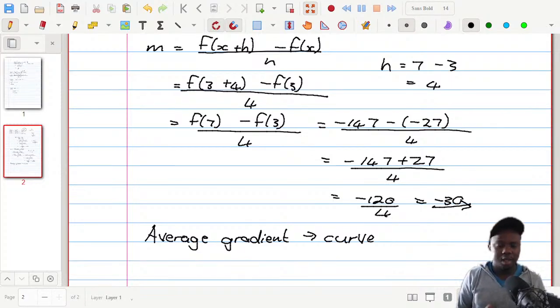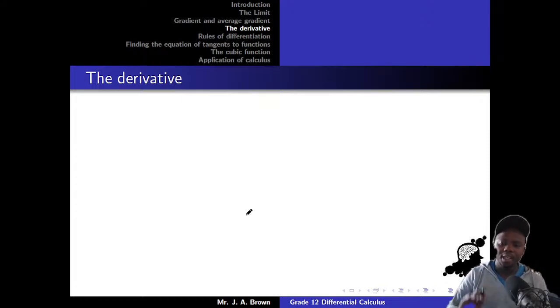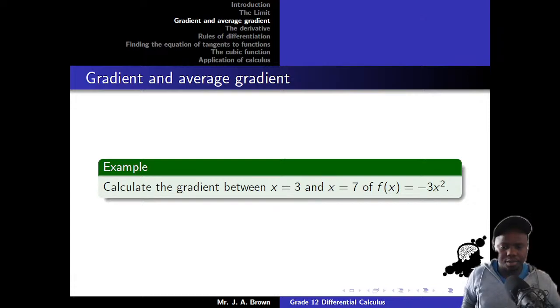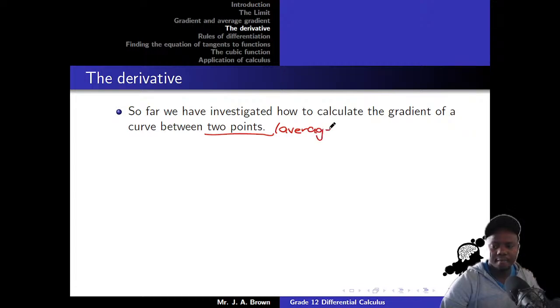Awesome. I hope that this makes sense to you guys. Let's move on to the next section. Now we get to discuss the derivative. So we've investigated, or we determined how to calculate the gradient of a curve between 2 points. Once again, we said this was the average gradient.